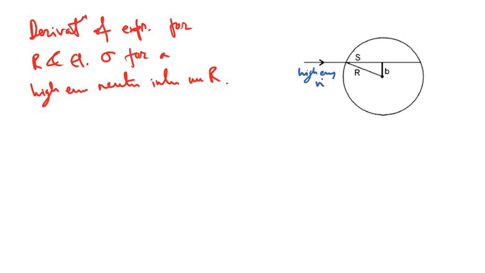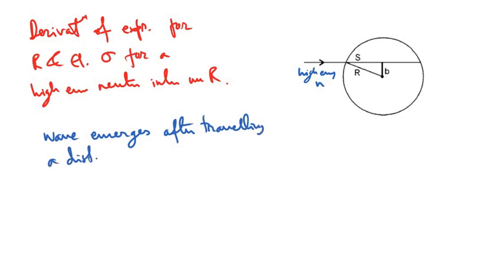Okay. So what we basically observe is that the portion of the wave that strikes at a distance b, this is the distance b from the line through the center of the sphere. So this b is basically the impact parameter, right? Now this wave basically emerges after traveling a distance 2s. So this high energy neutron wave emerges after traveling a distance 2s.